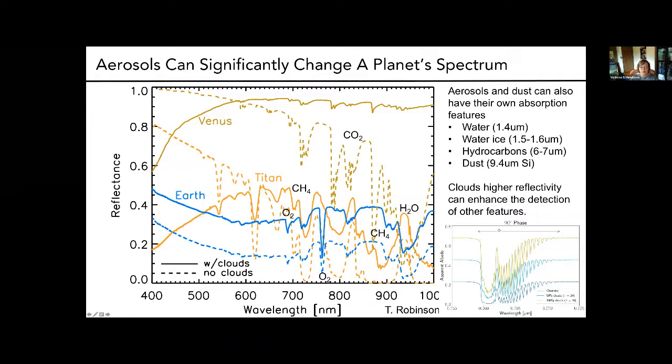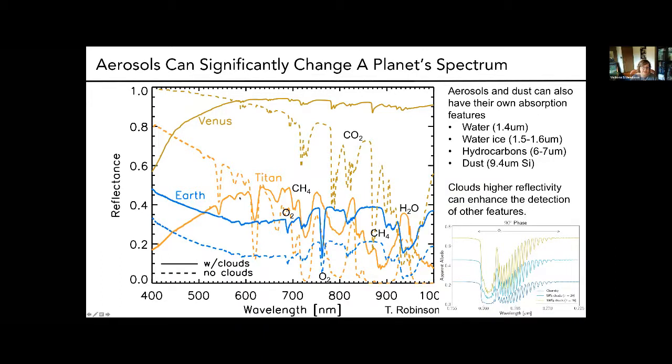It raises the continuum up to the point where you can potentially measure a particular absorption feature more accurately, because the actual bottom of the band, which you would like to measure for abundance determinations, is at a higher reflectivity level, and so you can get better signal to noise on that. So clouds aren't always terrible for trying to characterize atmospheric composition.